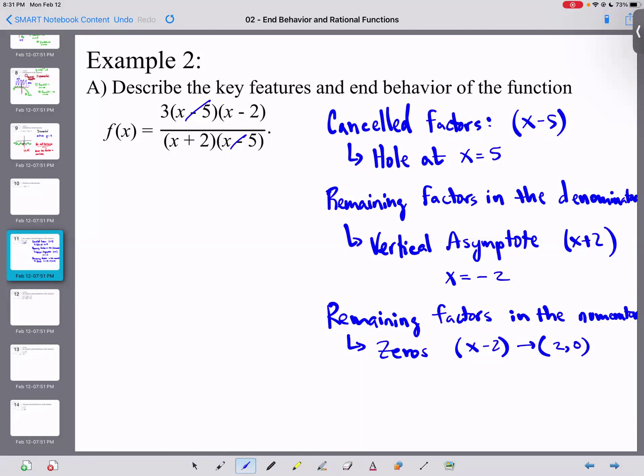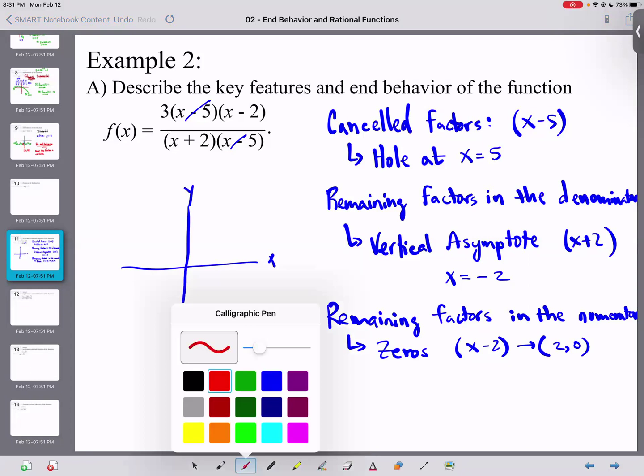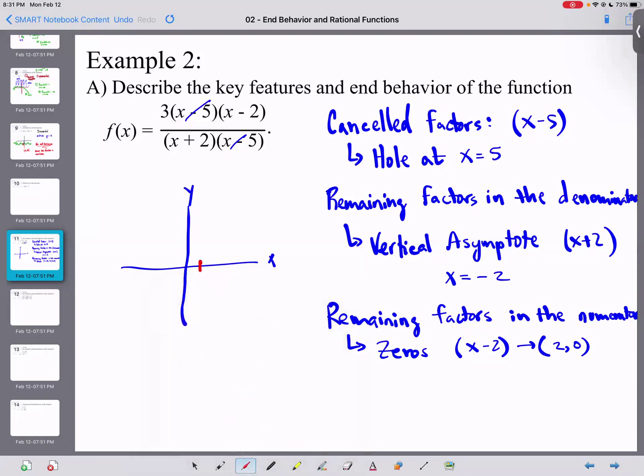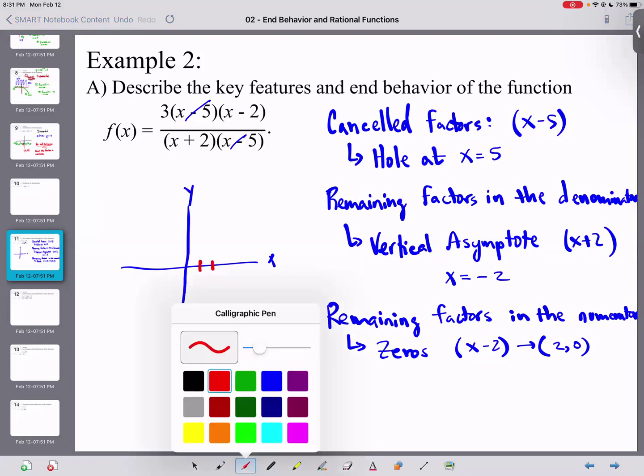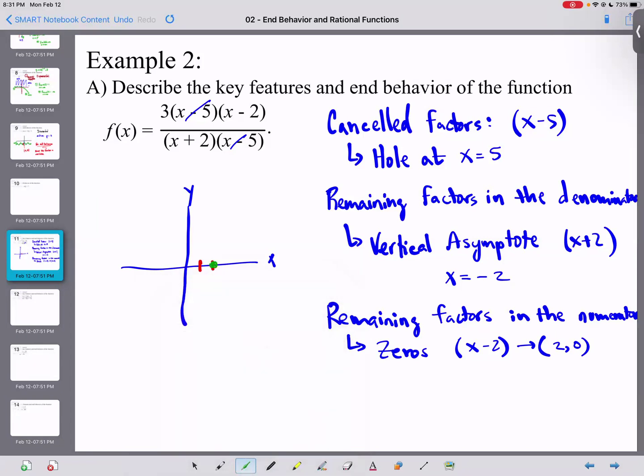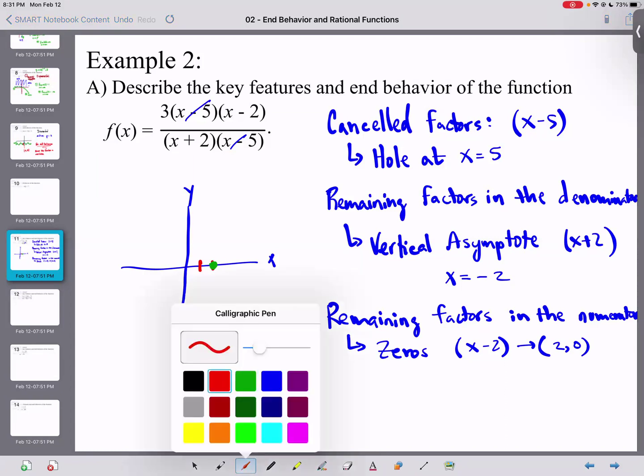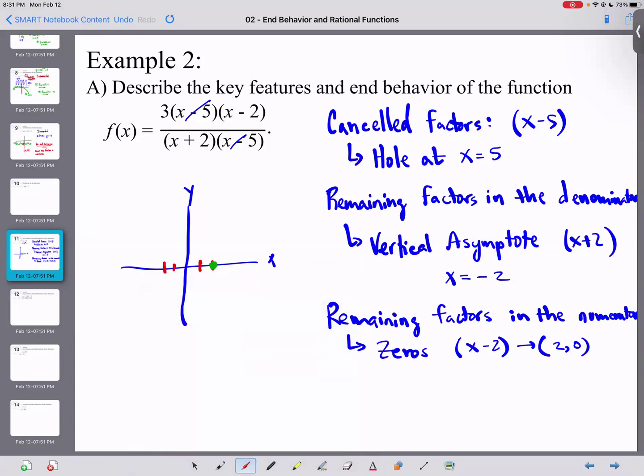Okay, so what does this mean for graphing? Well, I want to draw a quick graph. Here's my x, here's my y. I know there's going to be a zero 2 to the right, so 2 to the right, I'm going to have a zero. Oh, I forgot, I've got to do one more thing at the hole in a second. I'm going to have an asymptote at -2. So at -2, I'm going to have a vertical asymptote like this.